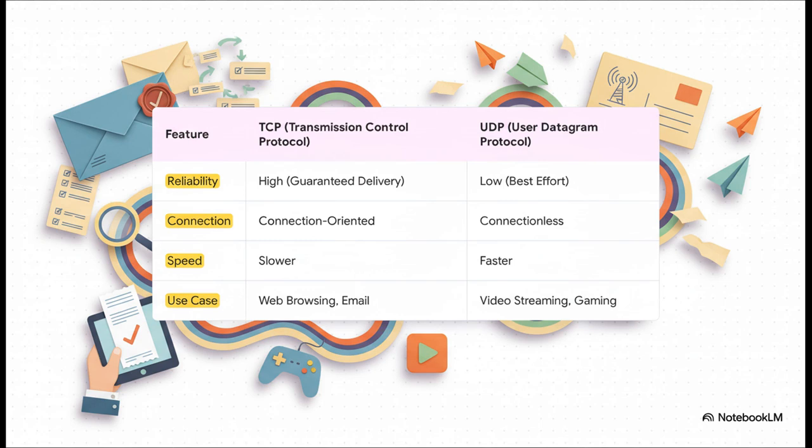So let's look at the difference. On one side, you have TCP, the Transmission Control Protocol. Think of this as your certified mail service. It's super reliable. It actually sets up a connection before sending anything. You might have heard of the three-way handshake.